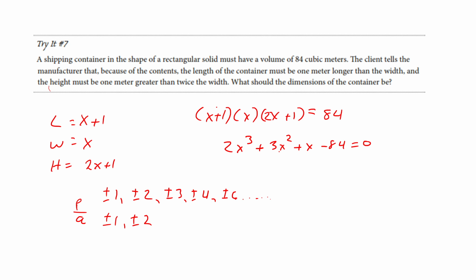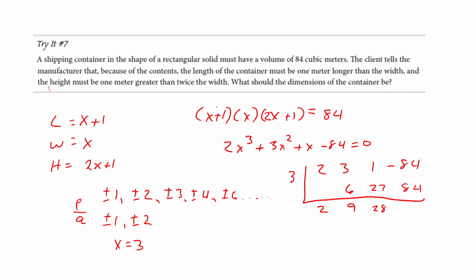So you then have to do all the different arrangements of P over Q and start testing them out. Well, I've already gone ahead and done that. It turns out that 3 is going to be our solution. So let's check it with synthetic division. Let's see if 3 works, which I know it already does. Bring down 2. Okay, so this works, and I get a remainder of 0.